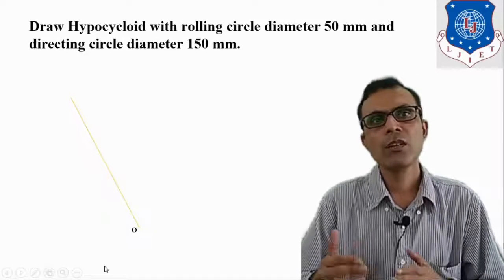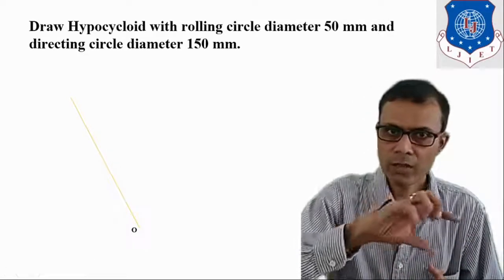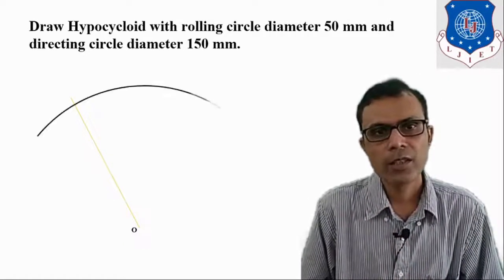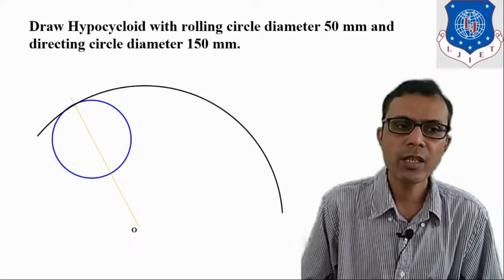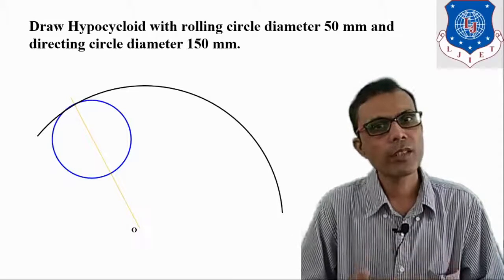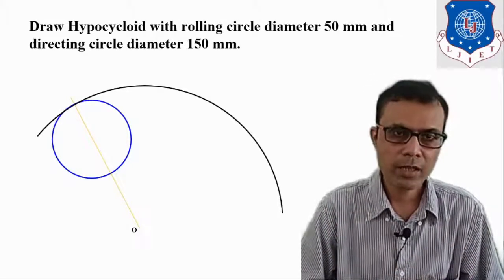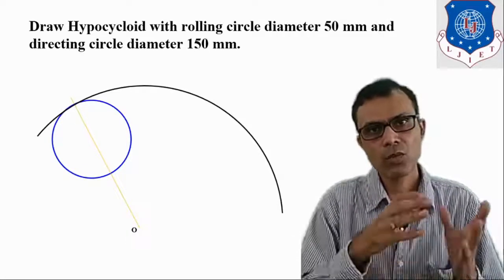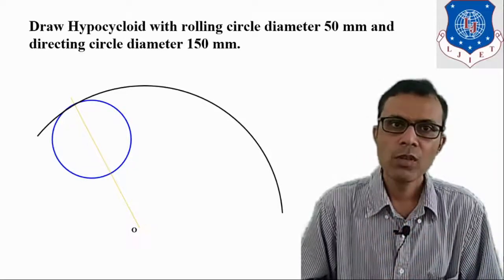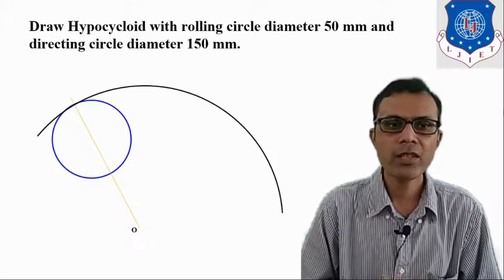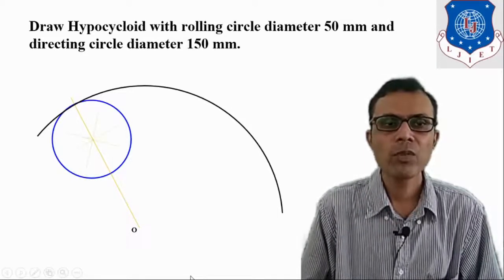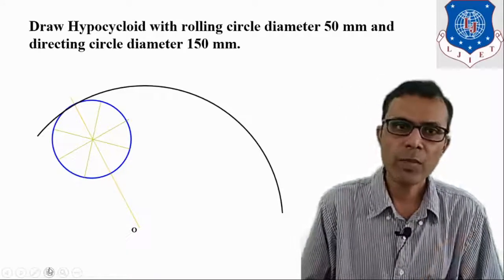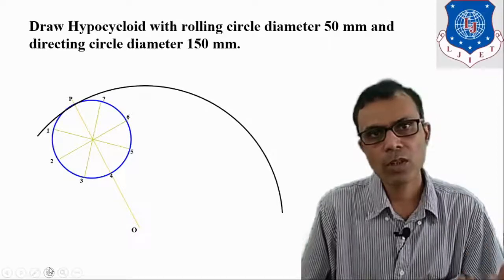So first of all, we have to draw the segment of the directing circle. We have to draw the arc with radius 75 mm. O point is the center point. Now we have to draw the rolling circle. But here, as we discussed, the position of the rolling circle is inside of the directing circle. So inside of the directing circle, we have to draw the rolling circle with radius equal to 25 mm. So we will draw the rolling circle and then we will divide it into 8 equal parts. Write down the notations for division numbers.